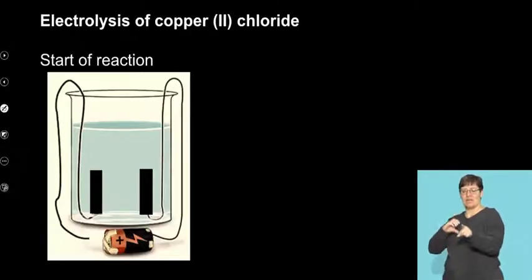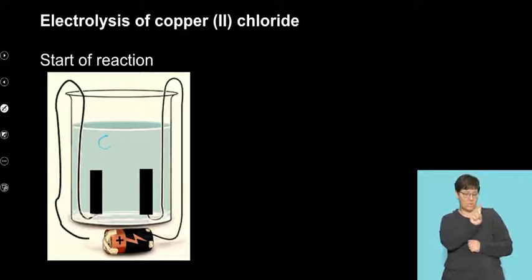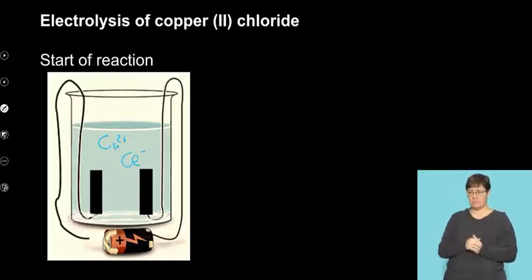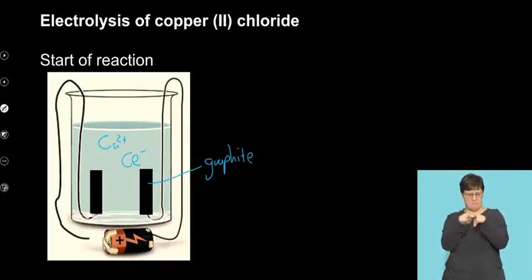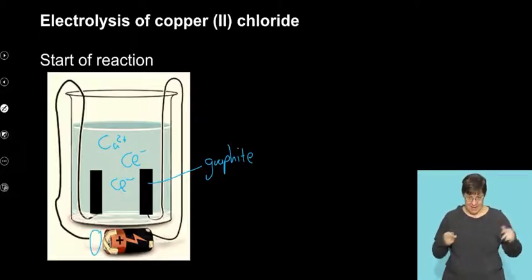So this is the start of the reaction. And we've got copper ions in the solution, and we've got some chloride ions. And notice that there are graphite electrodes. This is graphite, which is just carbon, and they're both exactly the same. Notice there's no movement of charge here because the circuit is open. We've opened the circuit. This is the start of the reaction.